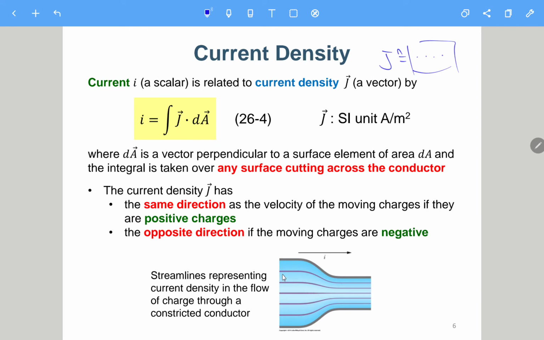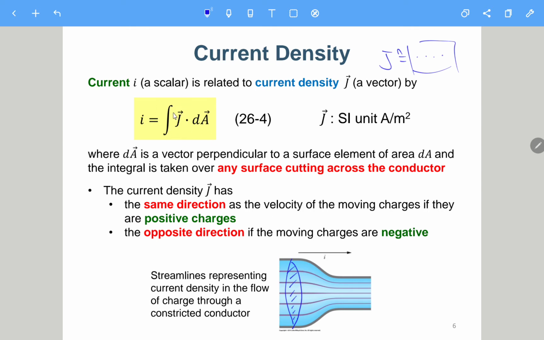So yeah, this is the definition of the current density, which is like this is a wire. Maybe this part is thicker, this is thinner. So suppose we define this is the surface, maybe it should be something like this. So this is the cross-section area. So we try to integrate the current density over this surface so that we know the current going through this surface.